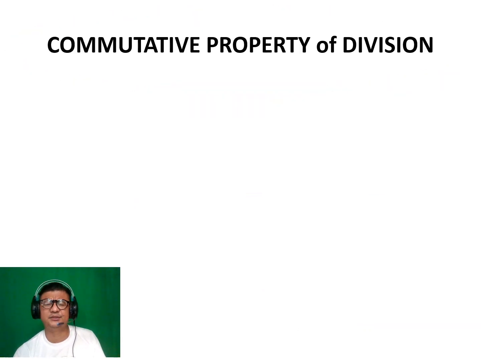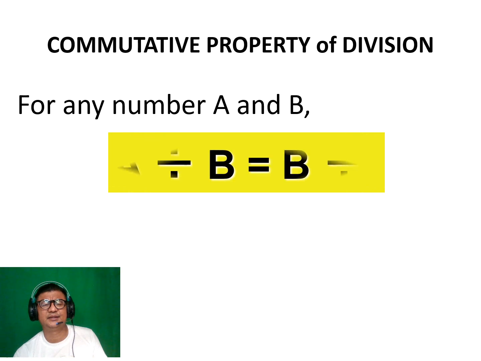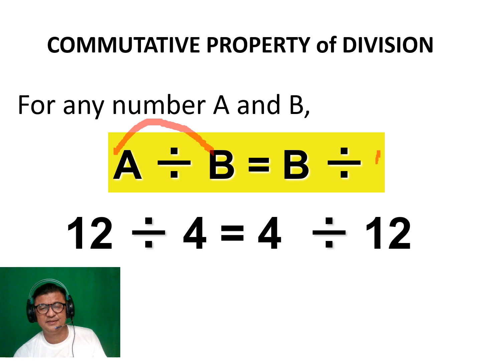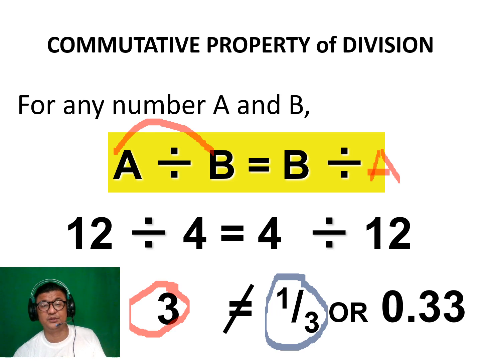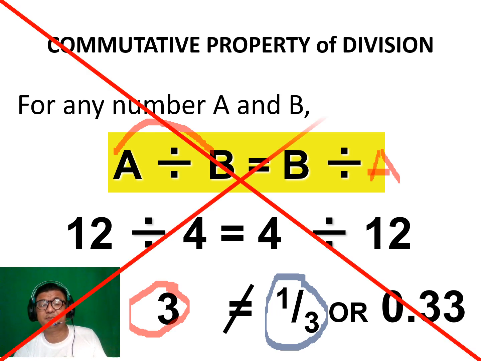Okay, how about division? So let's switch the positions of a and b. Should be an a here, all right? So 12 divided by 4 is definitely a 3. But 4 divided by 12 will be 4 over 12, or in lowest terms 1/3. Or you could make it a decimal, right? But are these two equal? Definitely not. So we could say what? Commutative property doesn't work for division.